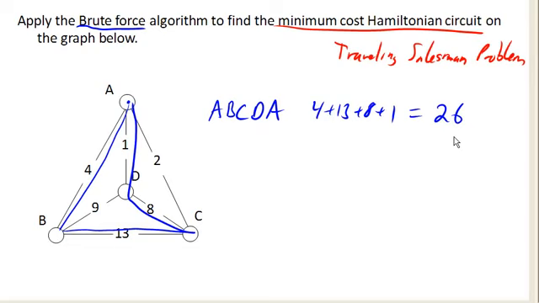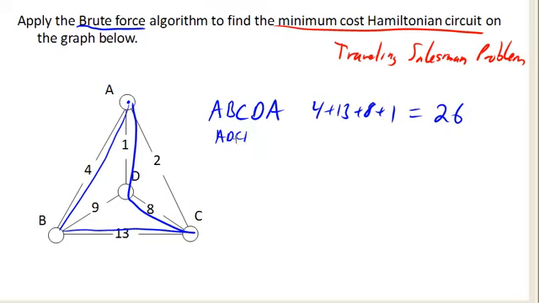Now notice that this is exactly identical to the circuit ADCBA in terms of cost, right? ADCBA. It's just the reverse order. And so we're not going to look at both of these, because we know that they're going to have the same cost. So we don't consider these to be unique circuits. And so we're just going to ignore that one.